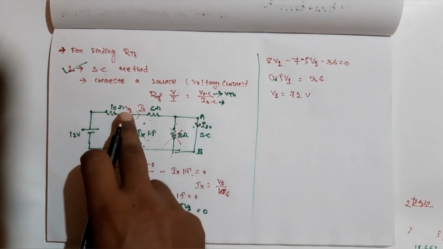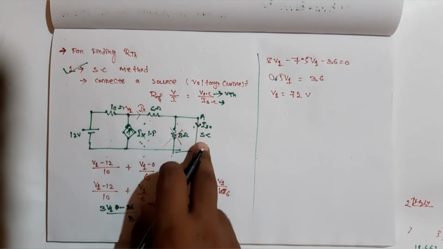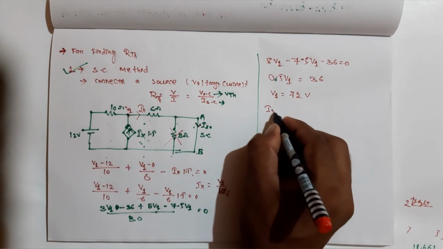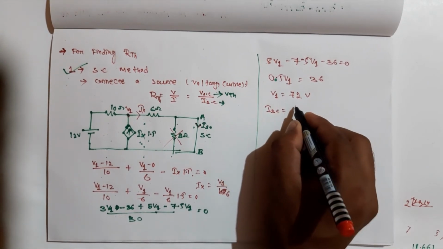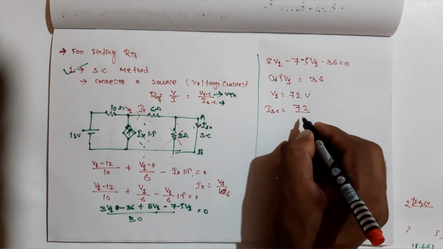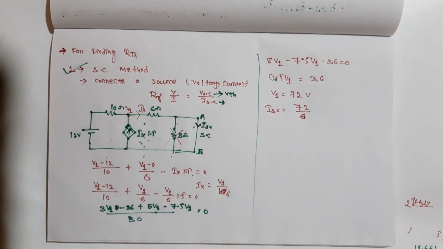Here we find the V1, and we need to find this ISC, or short circuit current. So this short circuit current ISC is equal to 72 by 6, 72 divided by 6.